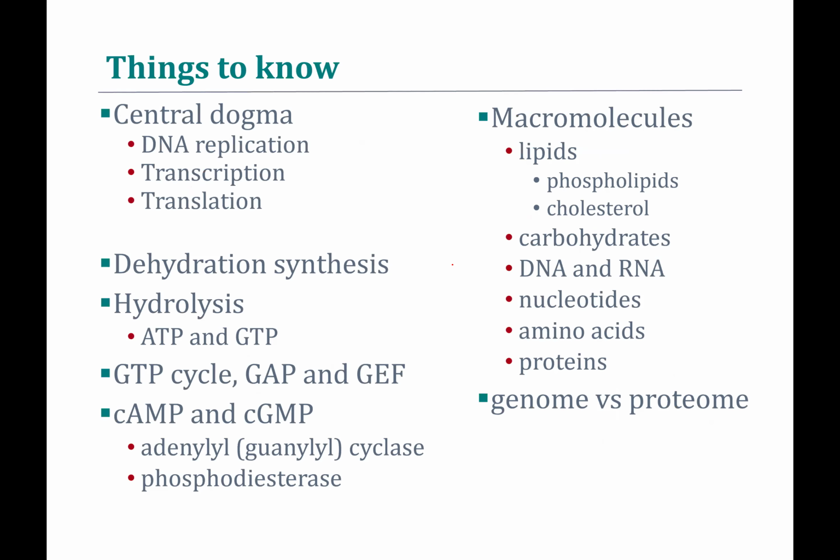Okay, so here are the basic things to know: central dogma, dehydration synthesis, hydrolysis, the GTP cycle, cyclic AMP and cyclic GMP, and then a little bit about your macromolecules and the concept of genome versus proteome.